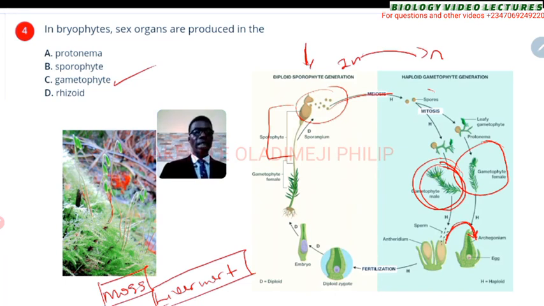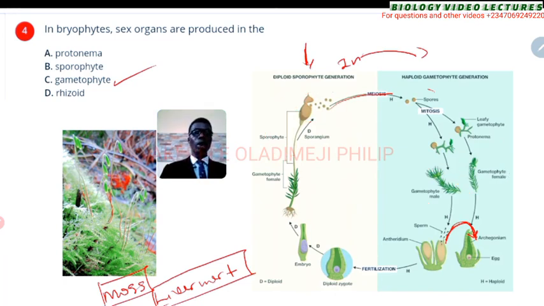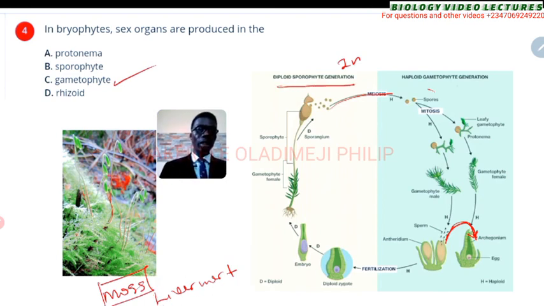And what you're seeing here is called alternation of generations, which means a case whereby this is the diploid generation and this is the haploid generation. You're alternating between two types of generation, the diploid and the haploid. Or you say the sporophyte generation or the gametophyte generation. The sporophyte generation produces spores, the gametophyte generation produces gametes, so to say.